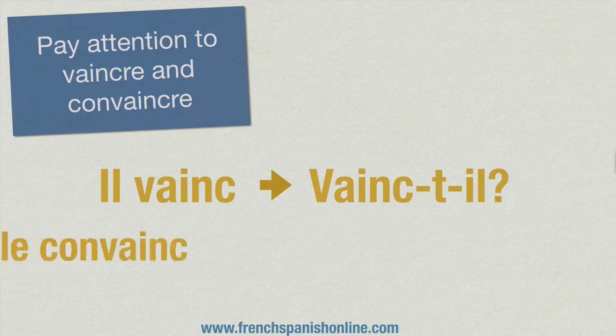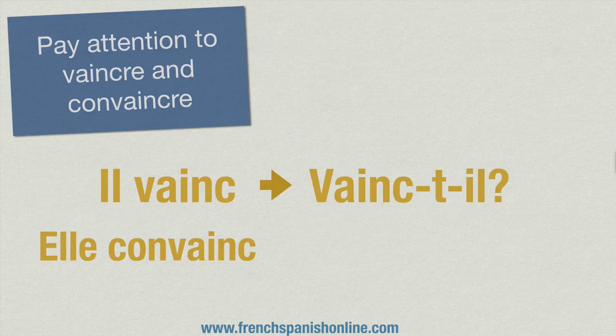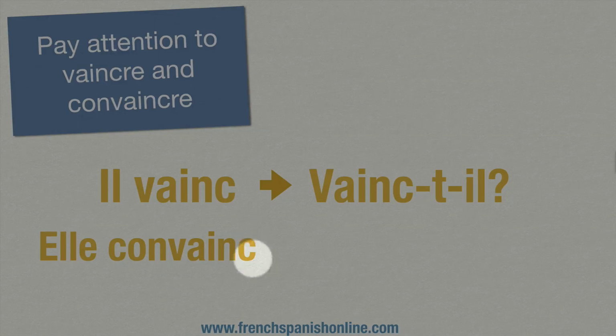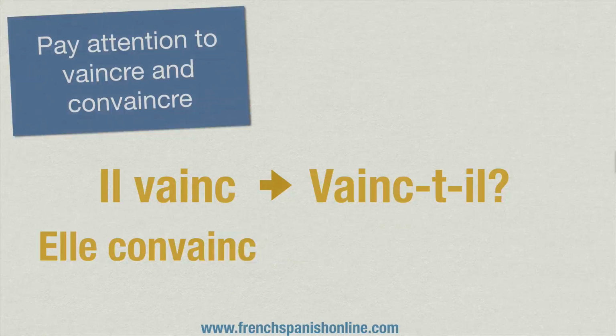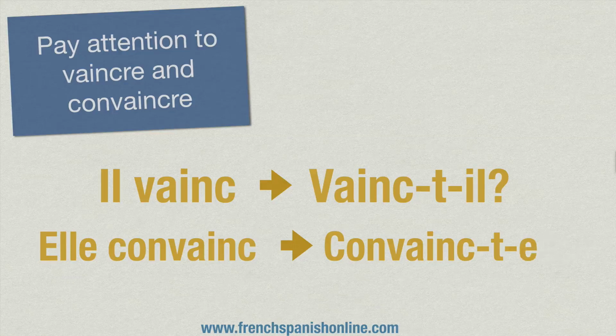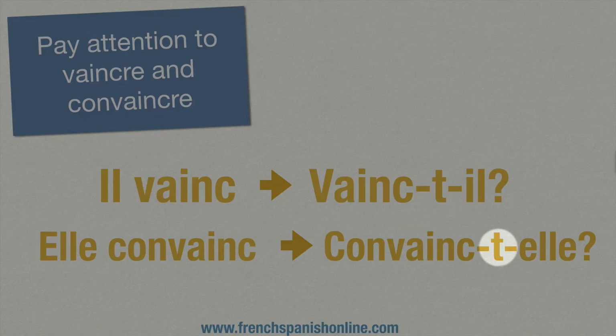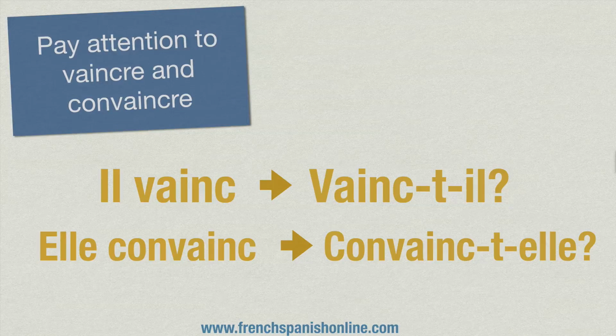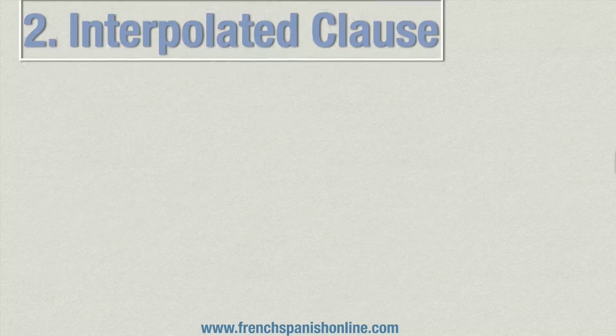Vainc-t-il. The same thing, elle convainc. Again, we don't pronounce the letter C at the end of the verb. And the inversion is convainc-t-elle, again, with the T analogique ou euphonique. Convainc-t-elle. Okay? So pay attention to these two verbs if you need to make a question inversion type.